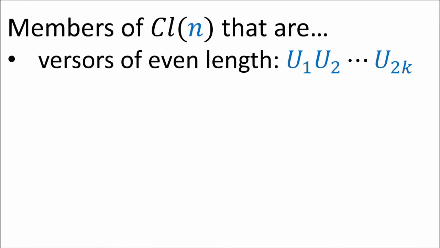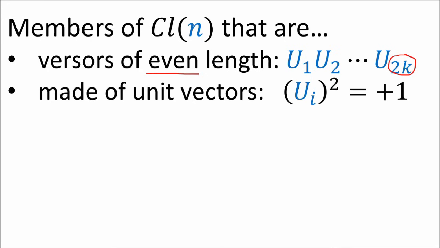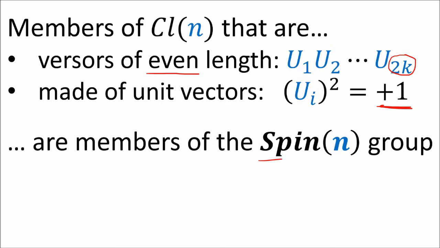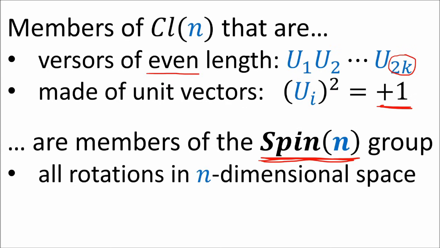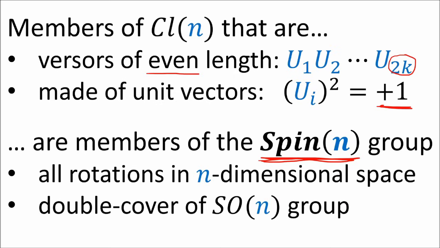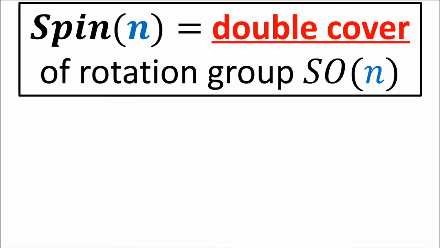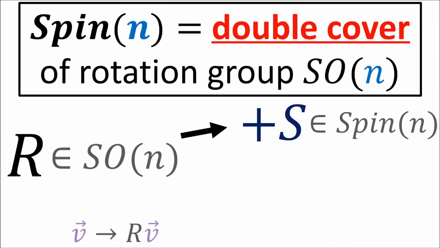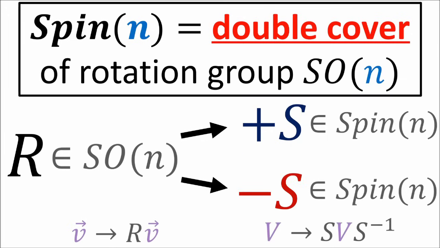We say that the set of versors of even length that are made up of unit vectors is called the spin group. This contains all possible rotations that can be done in n-dimensional space. Spin n is the double cover of the rotation matrix group SO(n), which is the special orthogonal n by n matrices. We say spin n is the double cover because there are 2 members of spin n that perform the same rotation as a given SO(n) matrix. Because positive and negative versions of a versor do the same rotation, they are both associated with a single rotation matrix.